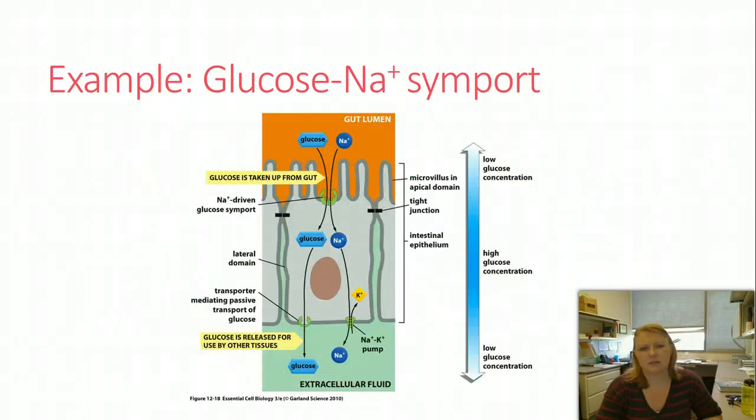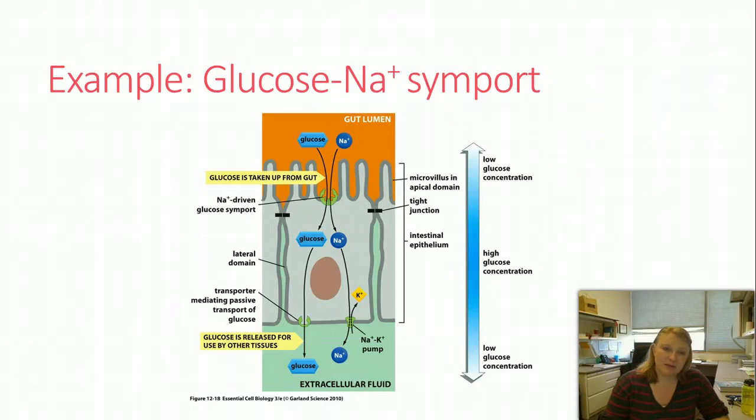Now let's look at how this works in the body. So we have the cells that line the lumen of the gut. Now inside the gut lumen we have low concentrations of glucose. We couple this with the sodium to bring it into the gut cells, which obviously should have a higher concentration of glucose because they're right there where the food is being broken down. So they have a higher concentration.